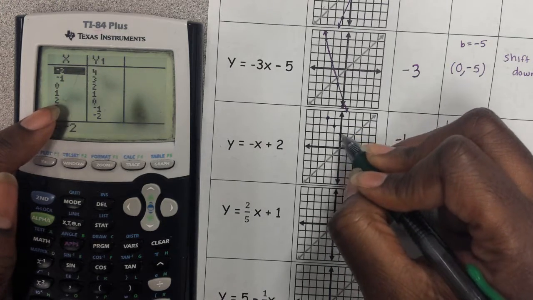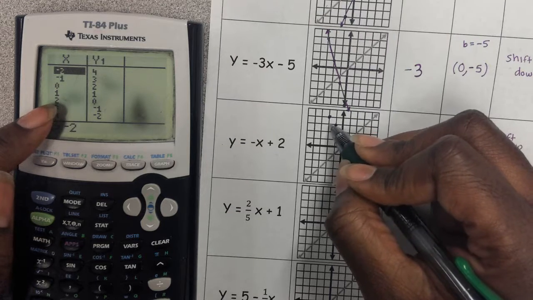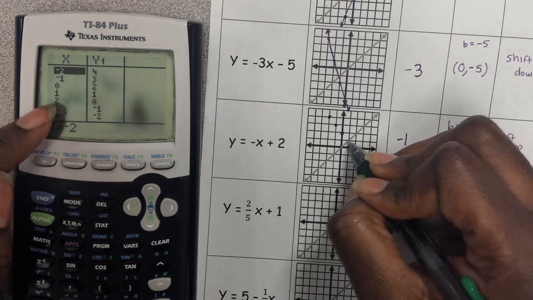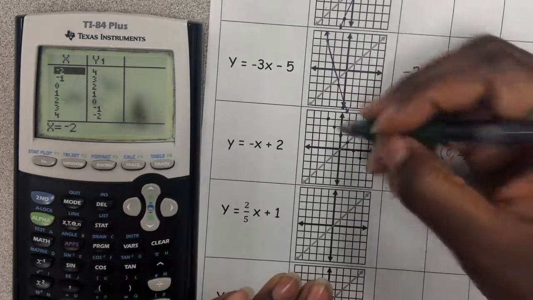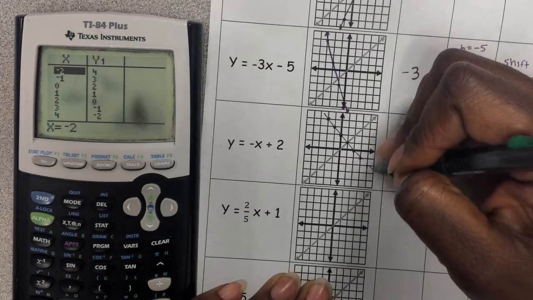Once you plot some of them, you could definitely tell the pattern. It looks like this one's going down 1 over 1, down 1 over 1, down 1 over 1. Now I can see my pattern, or you can just keep plotting the points. If you can't see the pattern, just keep plotting the points.